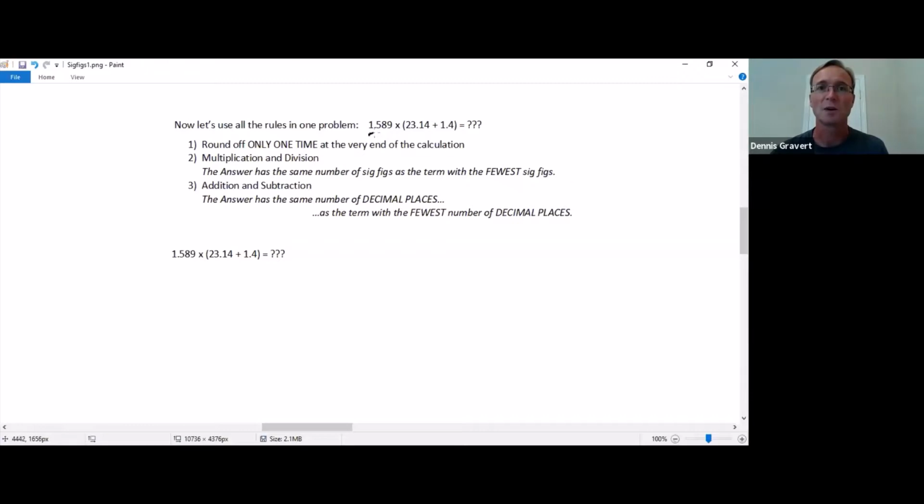Problem is 1.589 times, okay, the rule for multiplying is the number of sig figs in the answer is the same as the term with the fewest sig figs. Yeah, but in parentheses here we got addition. Addition's rule is the answer has to have the same number of decimal places as the term with the fewest decimal places. So what do we do? Go back to rule 1. You can only round off 1 time, and at the very end.